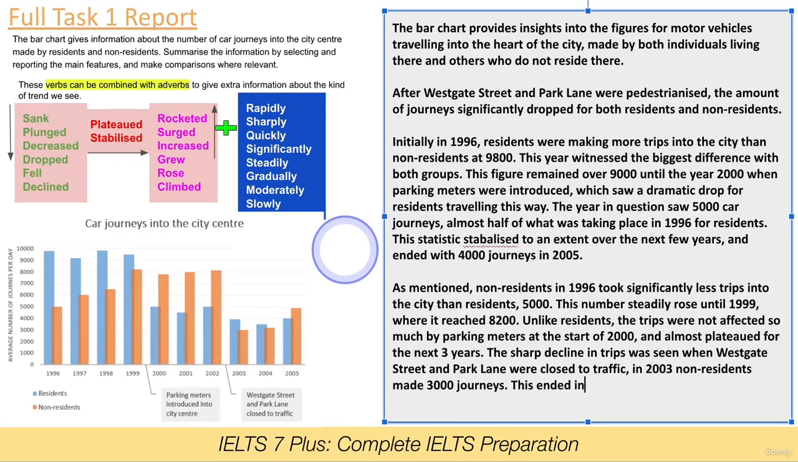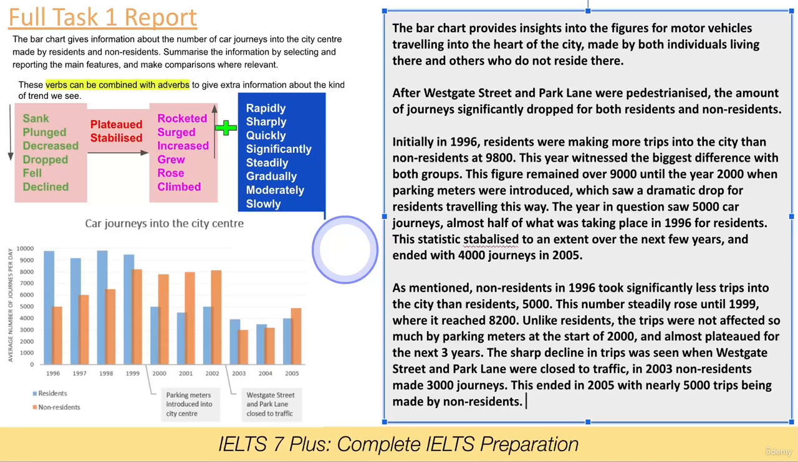This ended in 2005, we can talk about, with nearly 5,000 trips being made by non-residents. Okay, let's read this back.